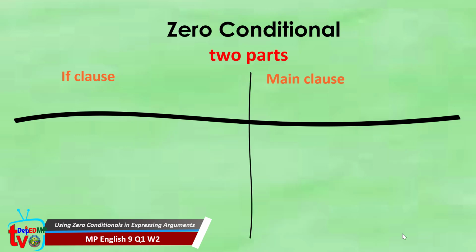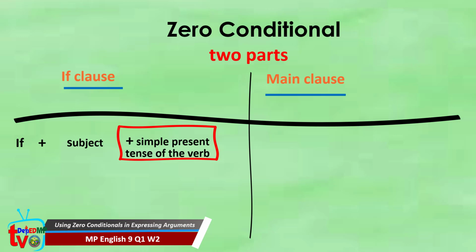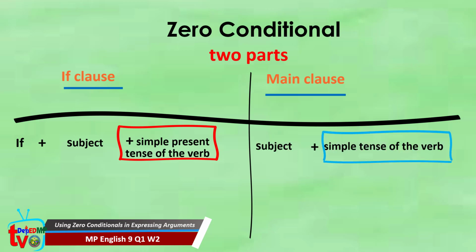Let's have an example. The first step is to take note of the pattern for the if clause and the main clause. Then start by bringing down or copying if. Next, think of a subject, and in our example, we use you. Continue by choosing a verb in the simple present tense. In the example, we use stand and add other words, in the rain. After which, put a comma. So the example for the if clause is, if you stand in the rain.